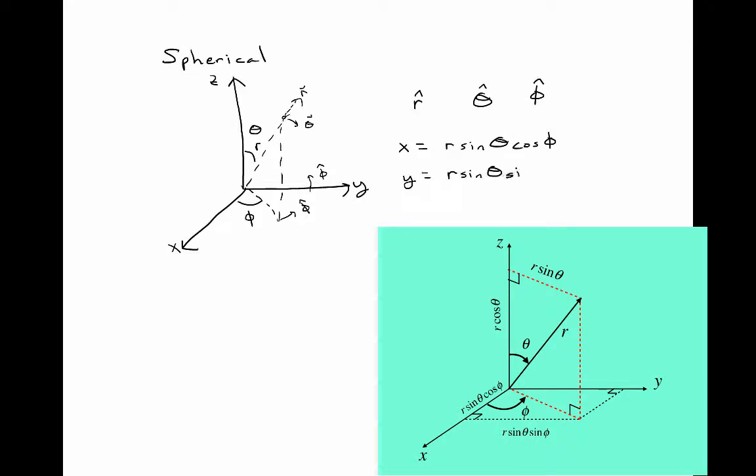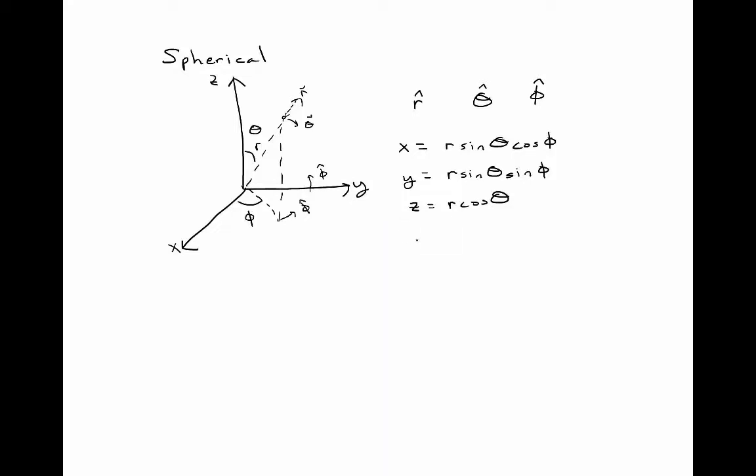This is just a bit of geometry, or trig, I suppose. Okay, so x, y, and z all span from minus infinity to positive infinity, but these do not. R goes from 0 to infinity, theta goes from 0 to pi, and phi goes from 0 to 2 pi.